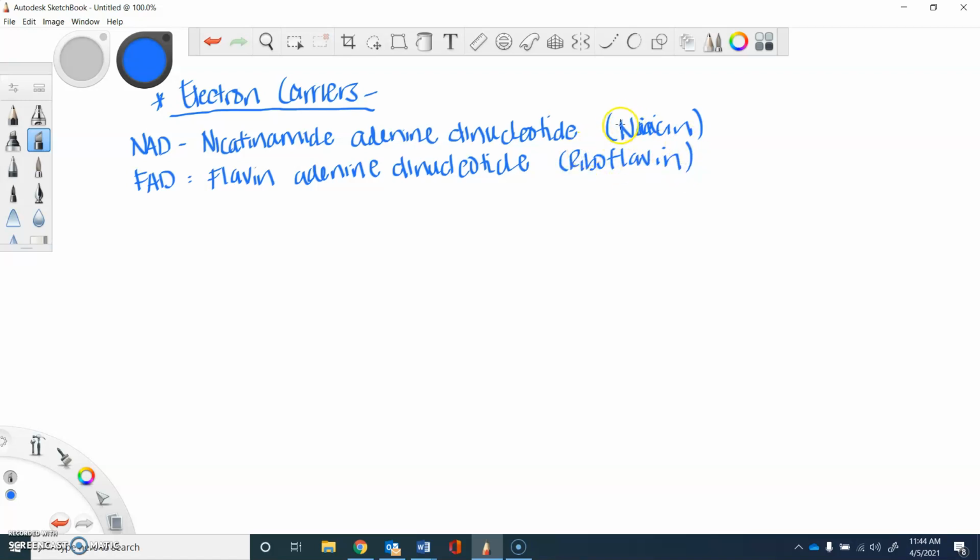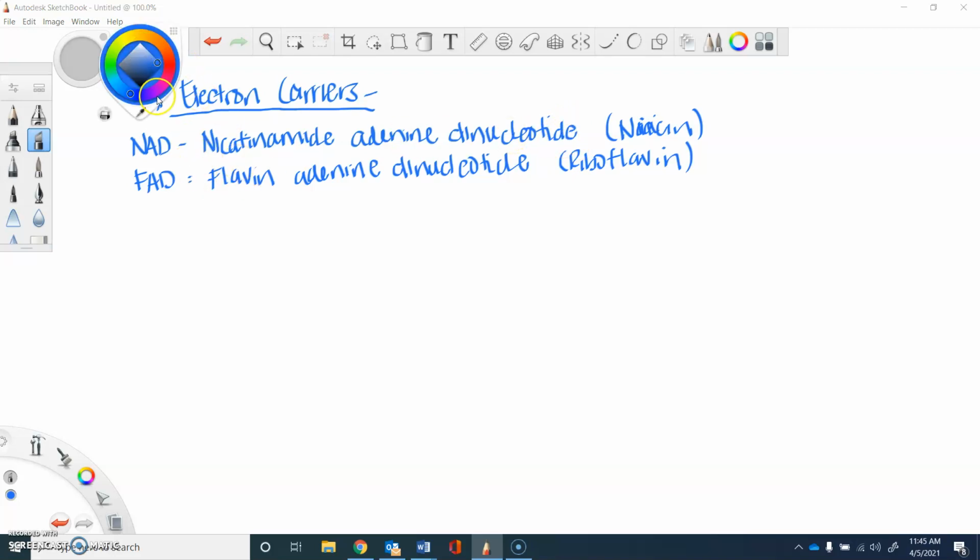So these two molecules are responsible for accepting high energy electrons. They carry them, they hold on to them through the process and carry them to something called the electron transport chain. And that's where they are actually used to make ATP.